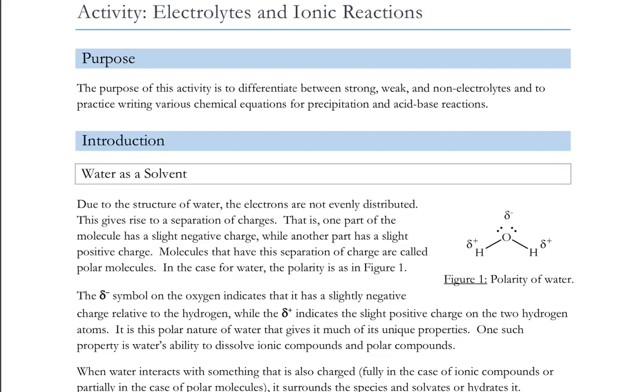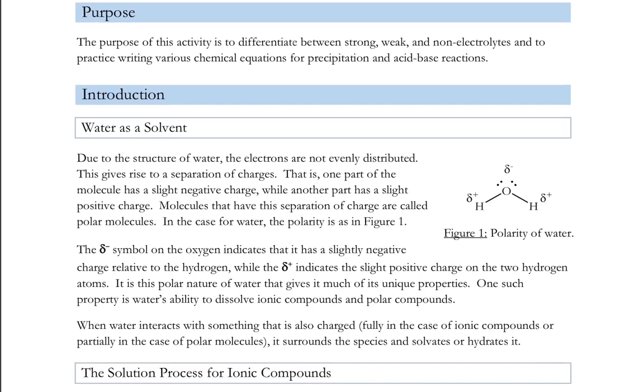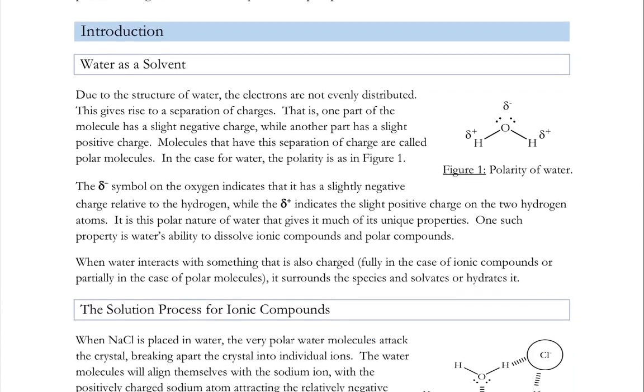For the electrolytes and ionic reactions lab activity, we're going to be working with electrolytes, strong, weak, and non-electrolytes, as well as writing out the precipitation reactions and acid-base reactions, and looking at net ionic reactions and so forth.